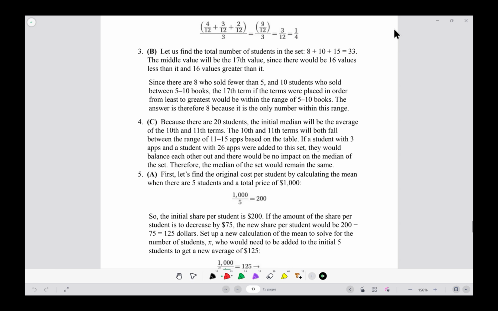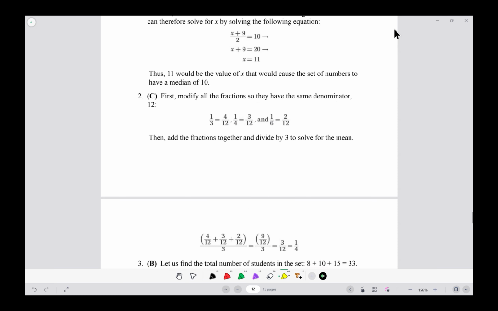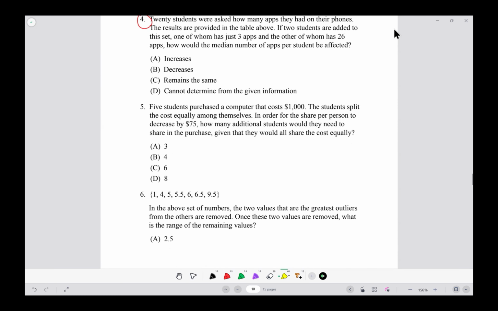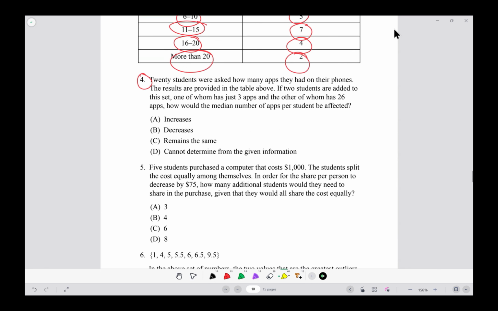Do you have any issues? No. They're just saying that because there are 20 students, the initial median will be the average of the 10th and 11th terms. The 10th and 11th terms will both fall between the range of 11 to 15 apps based on the table. If a student with 3 apps and a student with 16 apps were added to this list, they would balance each other out. There would be no impact on the median of the set. Therefore, the median would remain the same. So option C is correct.